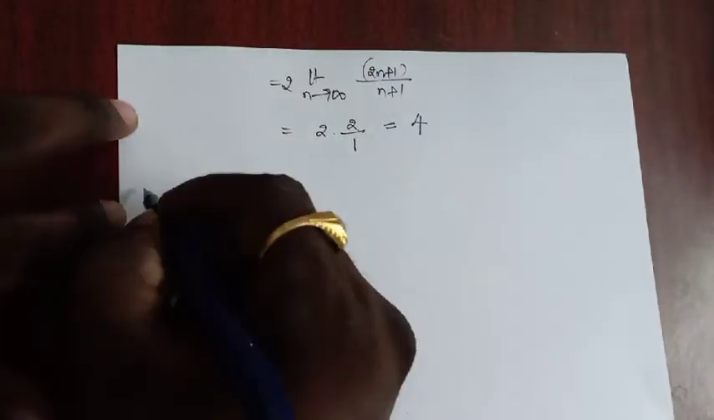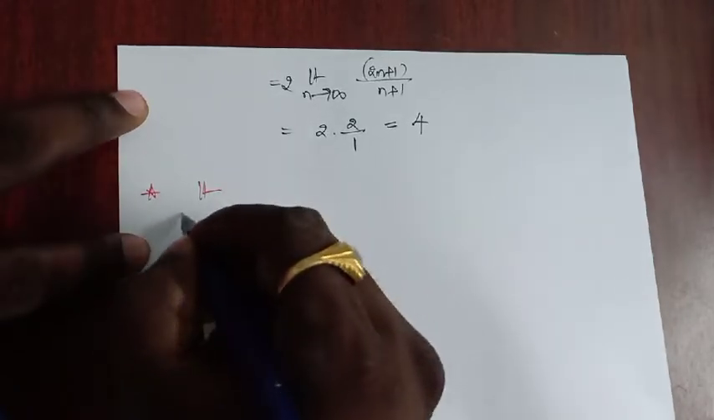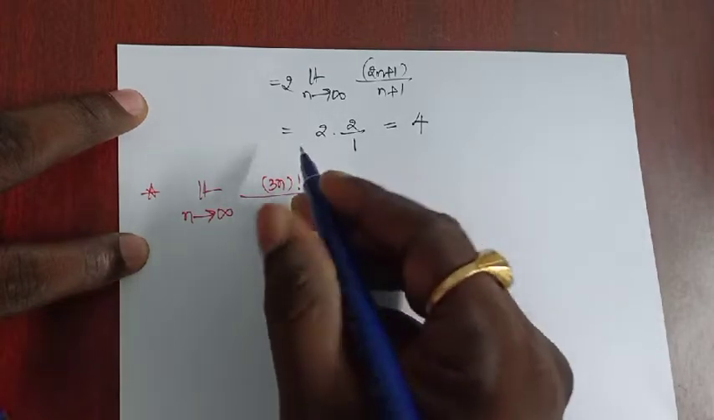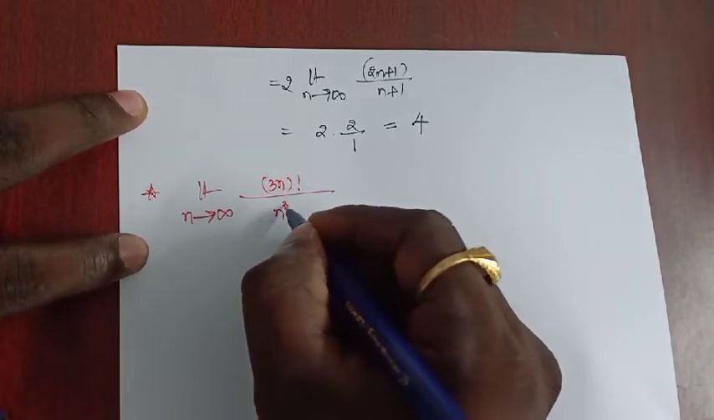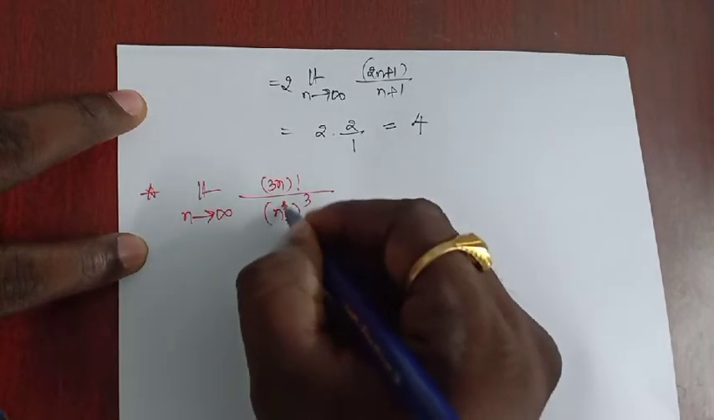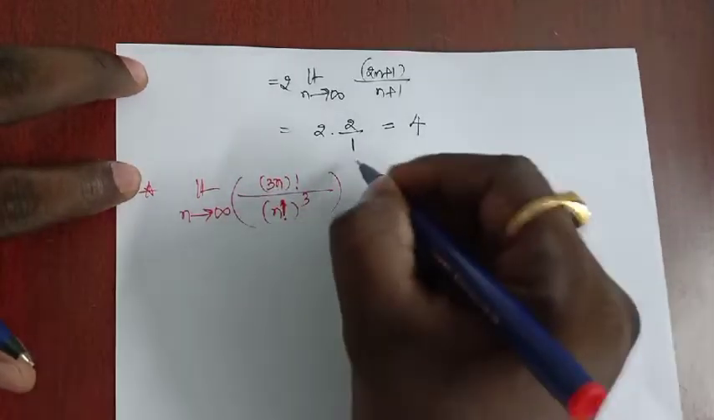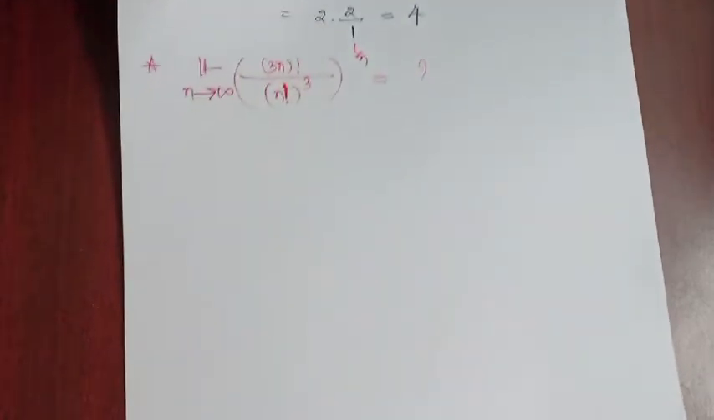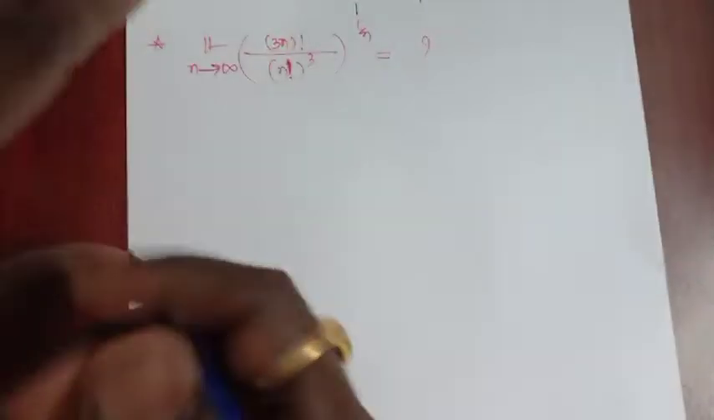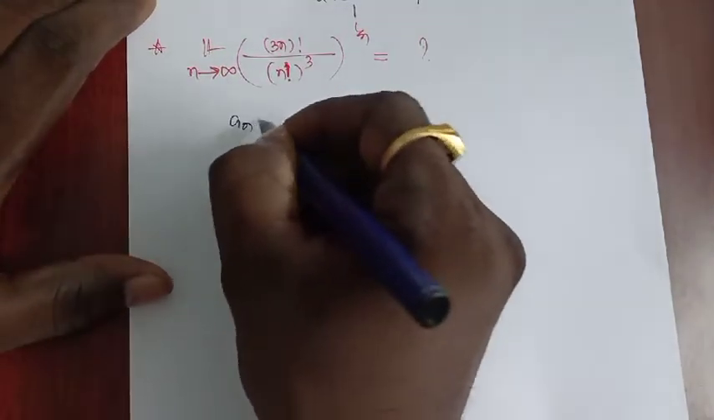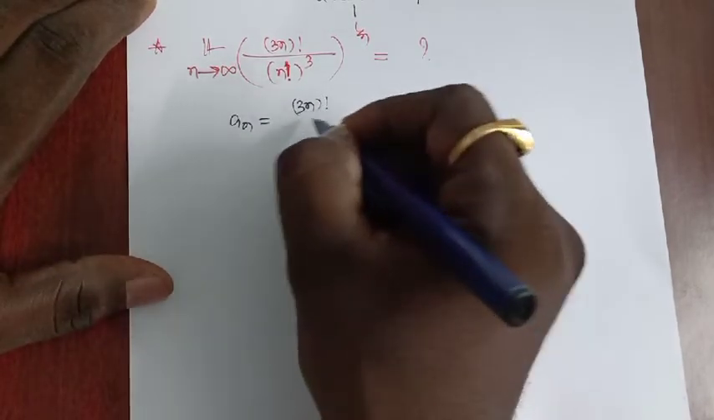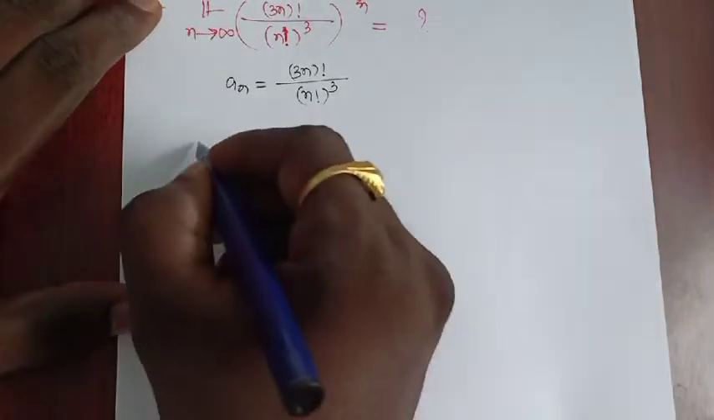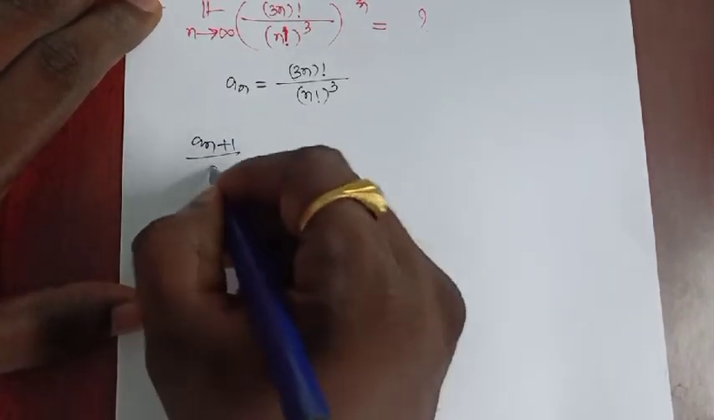Now the second one: the limit as n tends to infinity of ((3n)! / (n!)^3)^(1/n) is equal to what? Clearly a_n is (3n)! by (n!)^3. Now a_(n+1) by a_n.